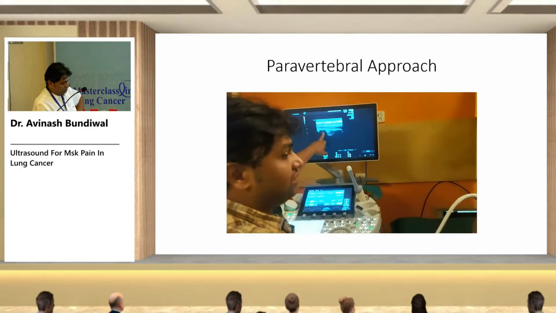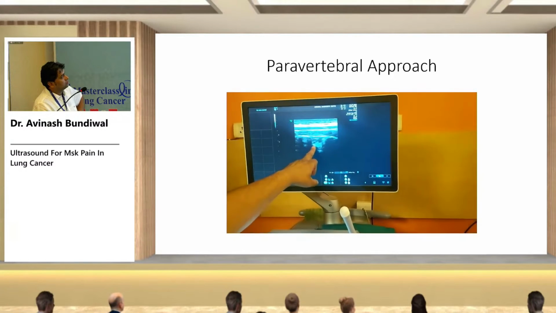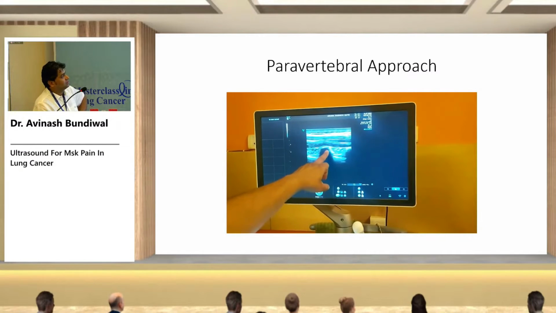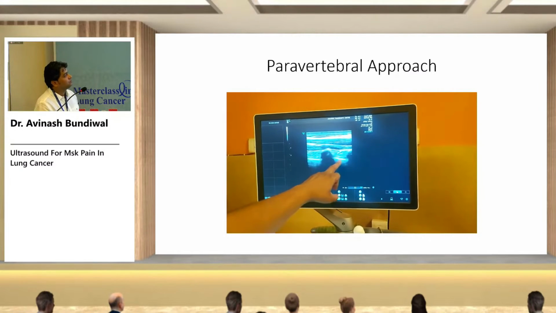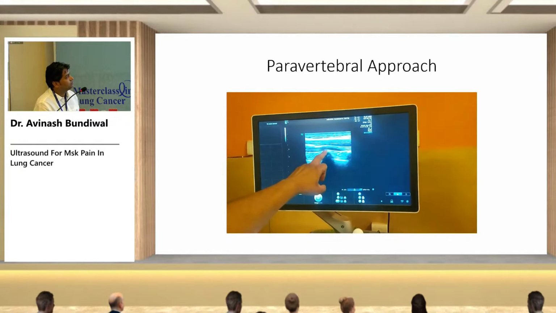Again, you can see when I go more laterally, the transverse process disappears, changes into rounded, and the rib starts appearing. This is rib and this is pleura. The rib is more prominent here, and the pleura is clearly visible, with the shimmering appearance of pleura. Again, trapezius, rhomboid, and erector spinae.